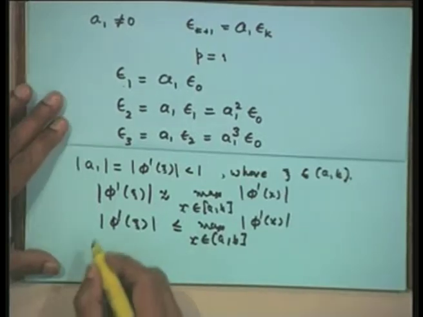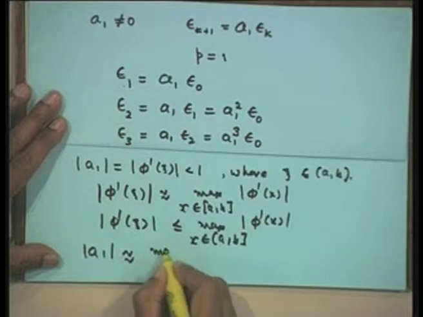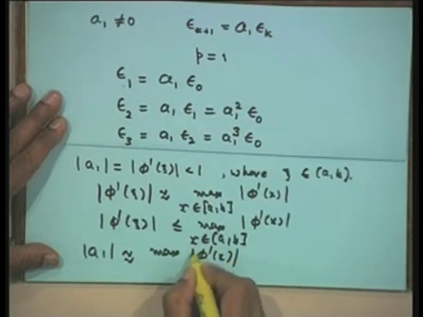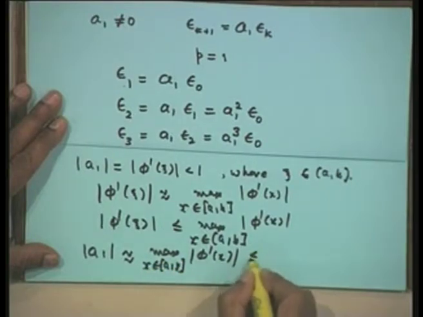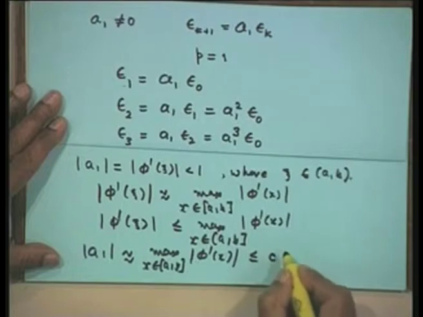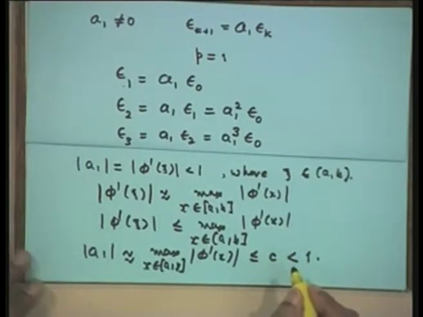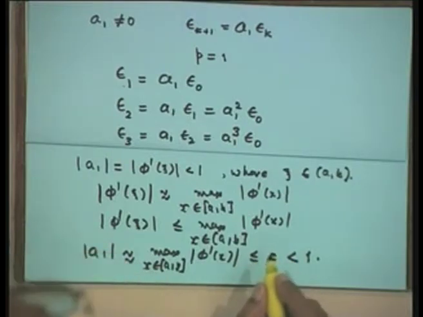Therefore, we shall require that the magnitude of a1 is approximately equal to the maximum of the magnitude of phi dash of x, x lying in the interval (a, b), which is less than or equal to a finite value c less than 1. Hence, the iteration function should satisfy this condition for all iterates, so that the iteration sequence converges, otherwise it will diverge.